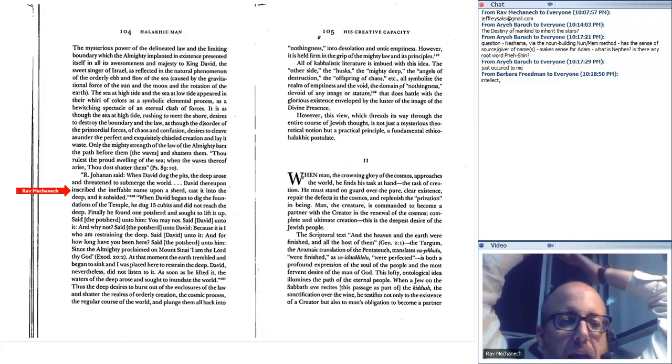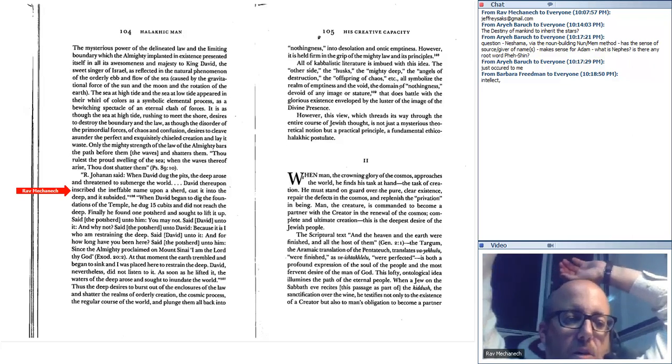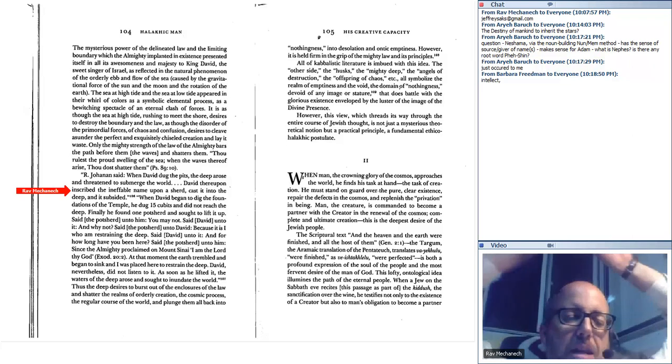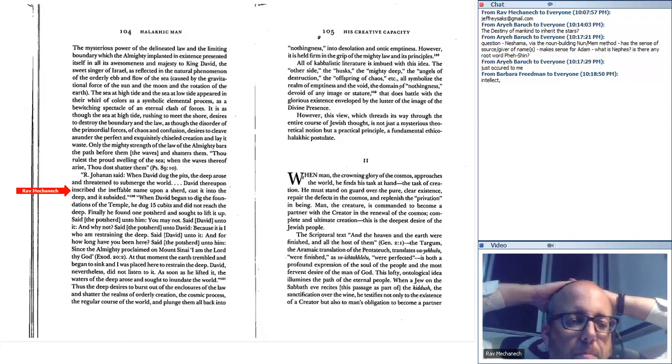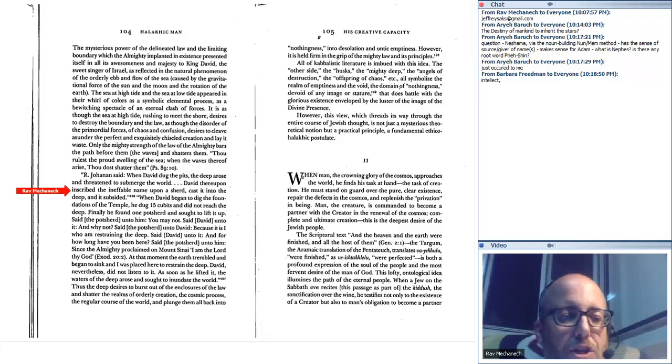and in order to hold back these waters of the deep, he writes God's holy name on a potsherd, and he throws it down into the deep, and it acts like a mystical plug that reseals the deep. So there's this other story that when he's digging the foundations of the temple, he dug 15 cubits and he didn't reach the deep. He didn't reach the water.